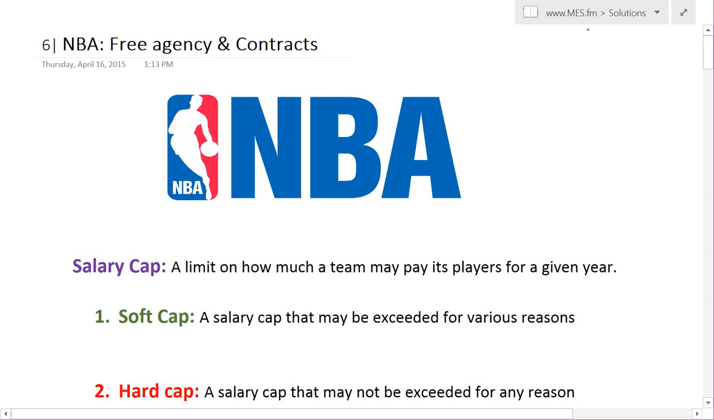What we're going to do today is go over free agency and how contracts work in the NBA. There's a lot of drama and a lot of free agency going on right now, so I'm going to break down a few of the terms and see some examples of different types of contracts.